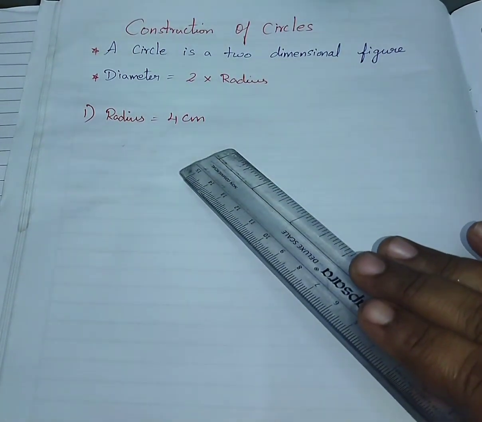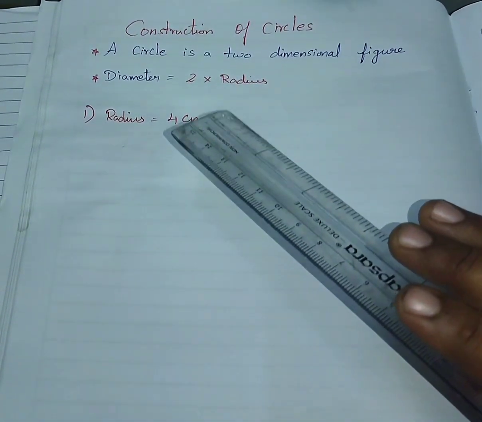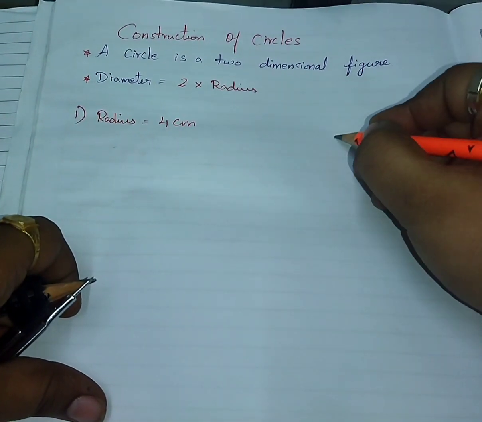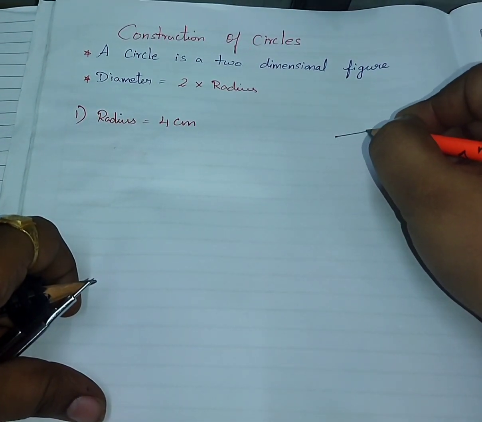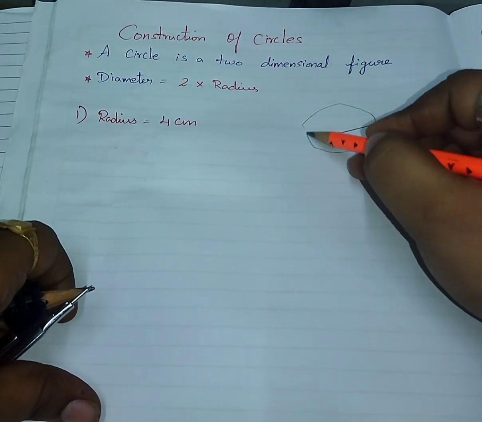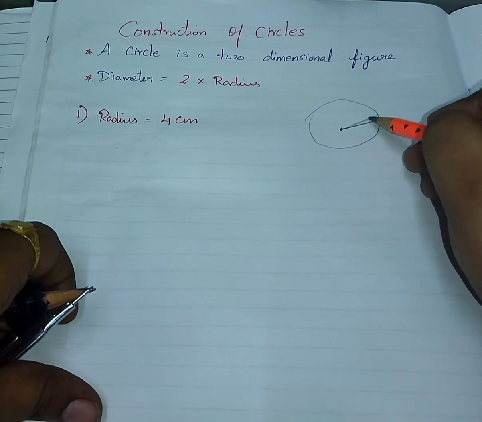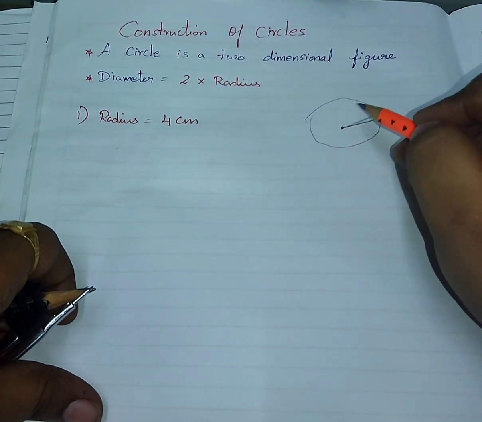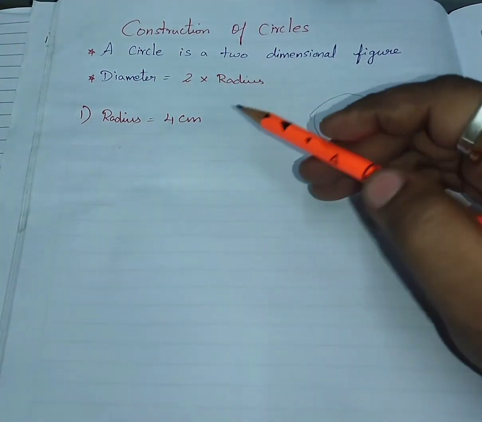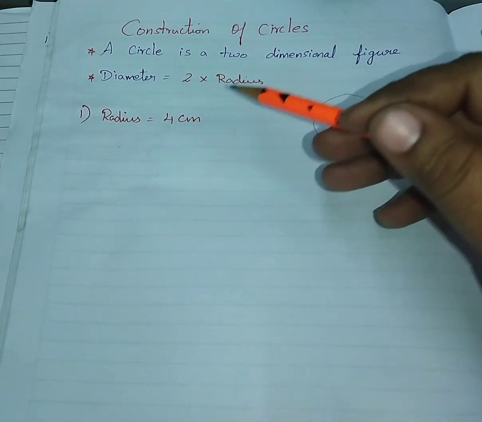What do you mean by radius? A line that extends from the center. See, there's a line that extends from the center to the boundary of the circle, the circumference of the circle. If a circle is there, the line from the center to the boundary, you will call that a radius. So, to construct the circle, radius is important. Now, we will construct. Radius is 4 centimeter.